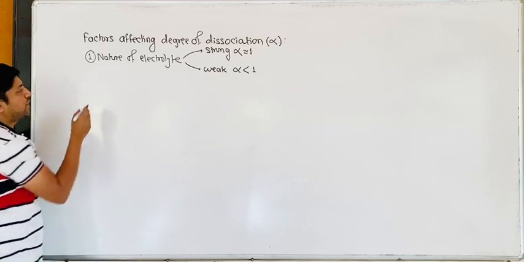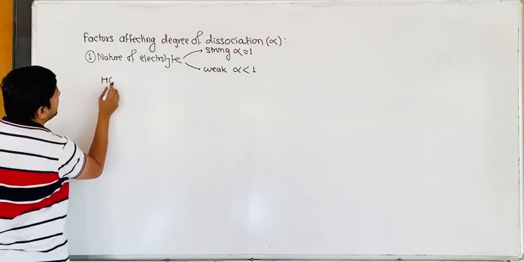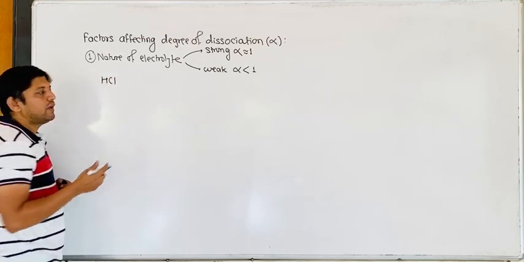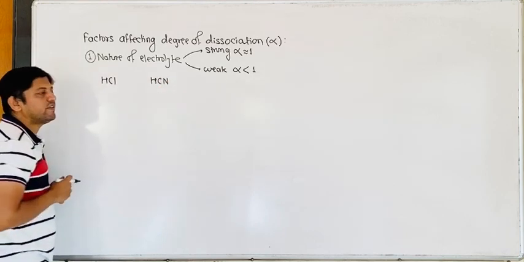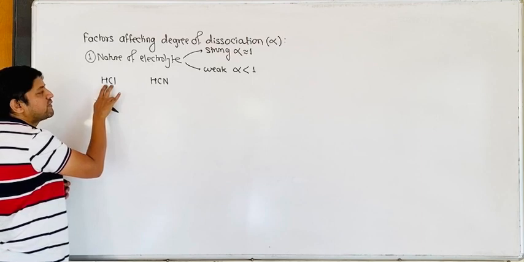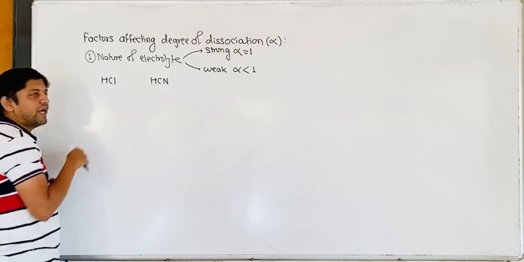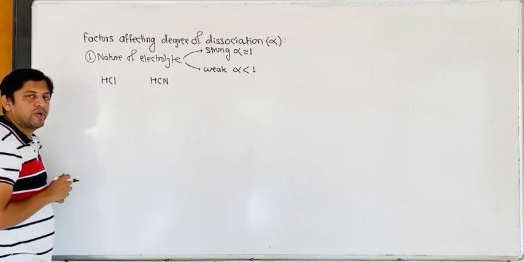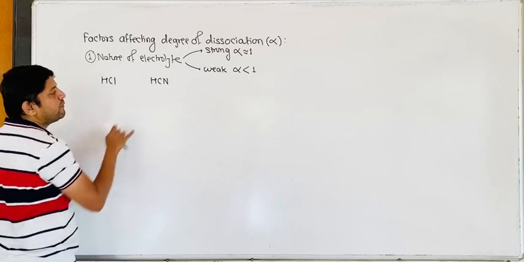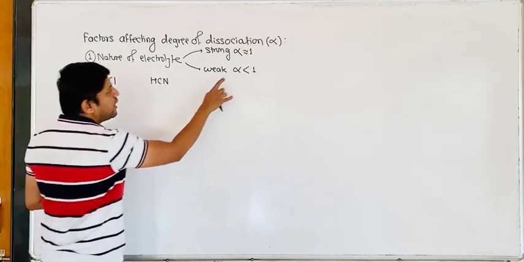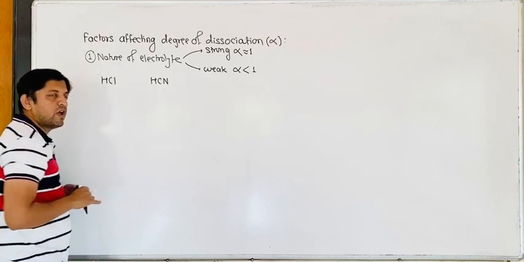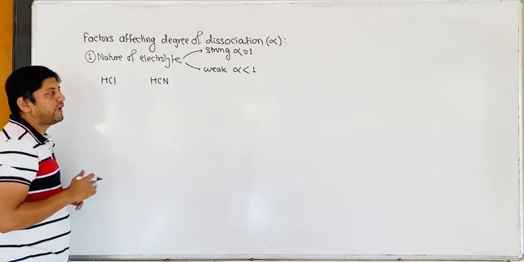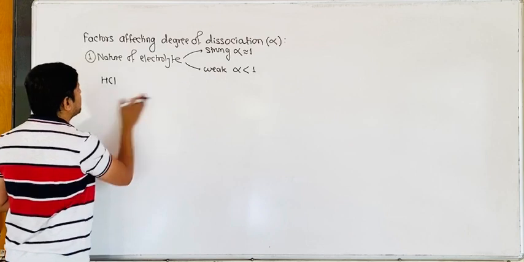Degree of dissociation of a strong acid like HCl will be higher than that of a weak acid like HCN. HCl, being a strong electrolyte, will dissociate completely. Its alpha is nearly equal to 1. Whereas HCN, which is a weak acid, has a degree of dissociation less than 1. Out of the total moles of HCN, not all the moles will dissociate into their ions.